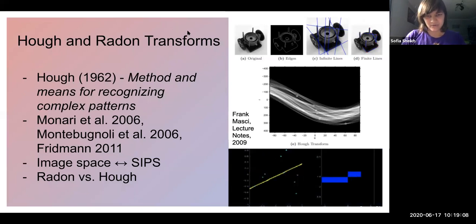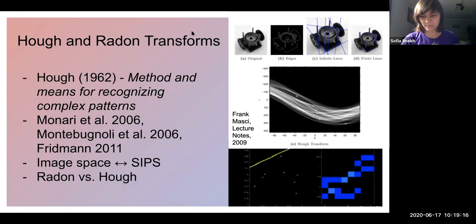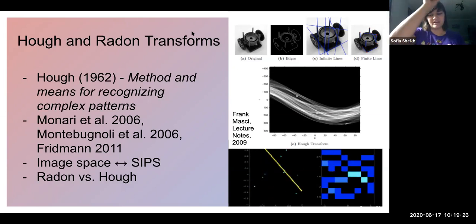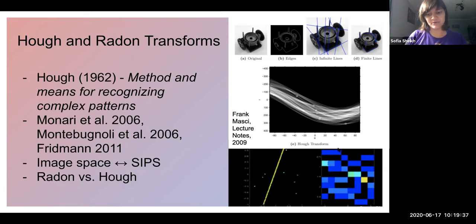I don't know how well the GIF will come across with Zoom, but I'm going to hope that it's working, where there's this line that's kind of rotating through each point in the original image, and every time it does, it sums along that line and fills in the corresponding pixel in the slope-intercept parameter space. So once it has iterated all the way through, then you'll start to see these bright pixels appearing in the right-hand image, which is in your slope-intercept parameter space.